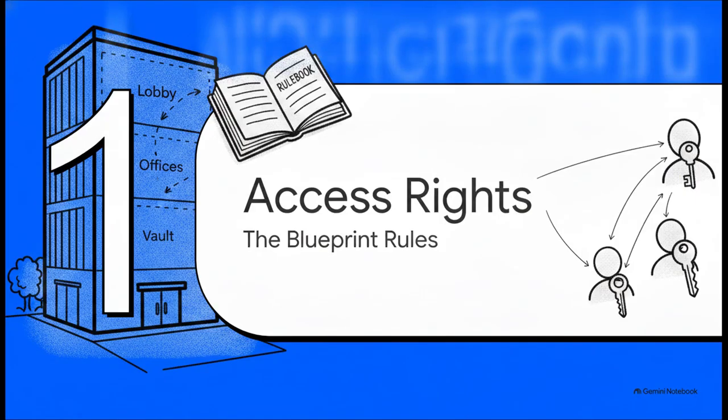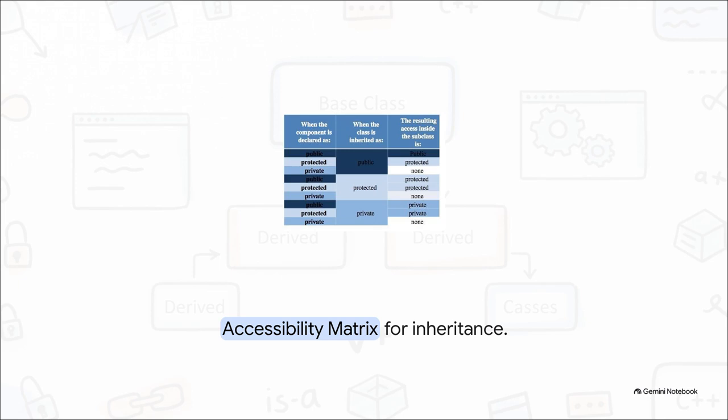All right, part 1. Access rights in inheritance, or what I like to call the blueprint rules. Think about any secure building. Certain people have access to the public lobby, some can get into private offices, and only a select few can crack the vault. In our code, we need to determine exactly who gets access to what. The inheritance accessibility matrix is basically your ultimate cheat sheet for this. It maps out every single combination of how a component is initially declared in the base class and how it's then inherited. To use it, you just find the intersection.